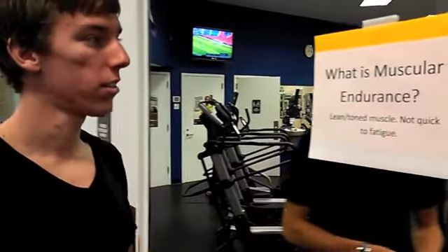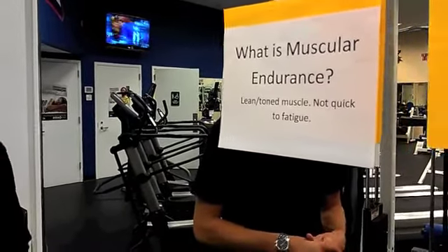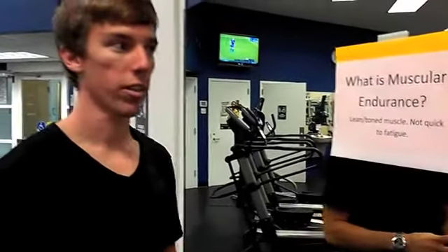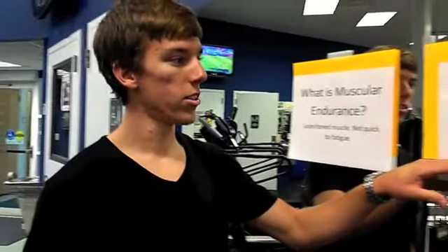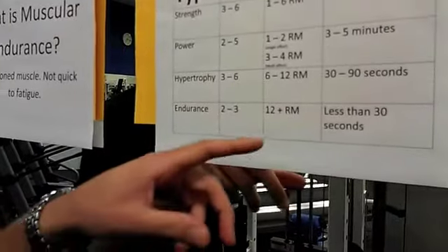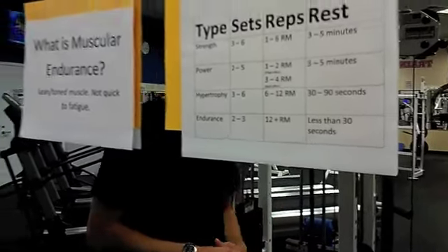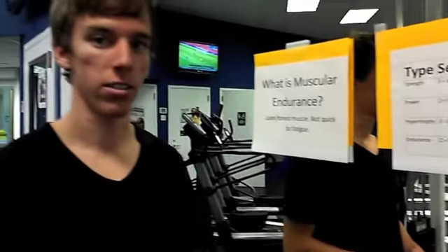There is no one way to design a resistance training program. What works for one person may not work for another. However, there is a continuum that one should follow. On the low end of the continuum is muscular endurance, which is for those who want lean/toned muscle and not to fatigue quickly. An endurance program is going to have 2 to 3 sets, and usually 12 plus repetitions. And the rest is going to be very, very short, typically less than 30 seconds.